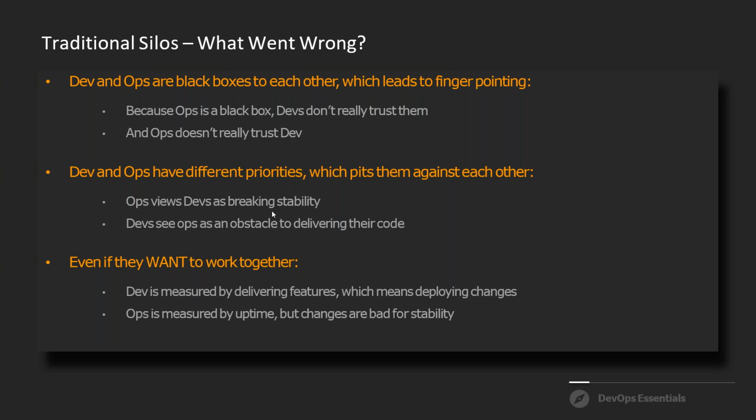And ops views devs as breaking stability. It's like everything is working fine now. Are you really sure if I apply this? I think this is going to screw up. I don't trust you. This is what the operations team's mindset will always be, guys.